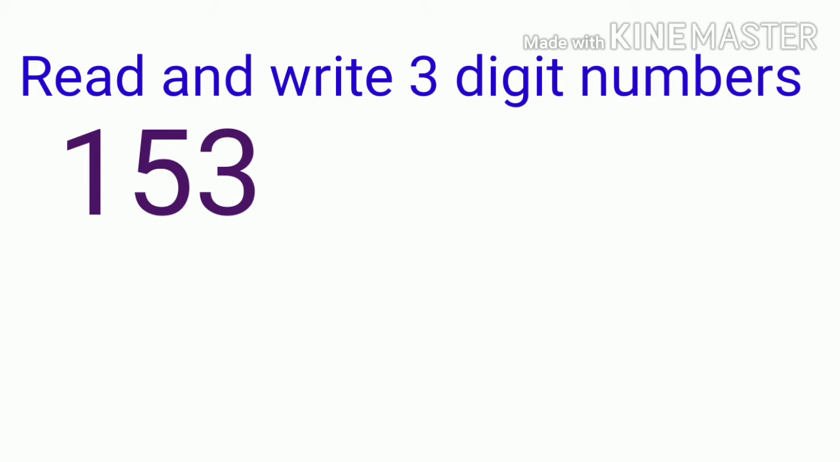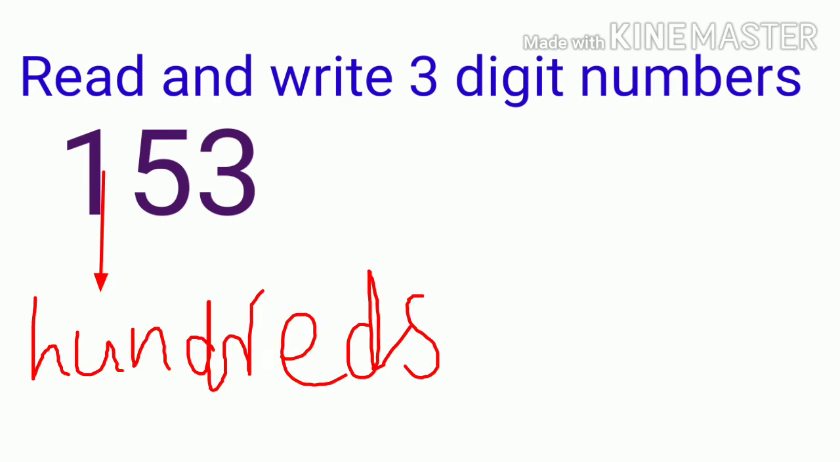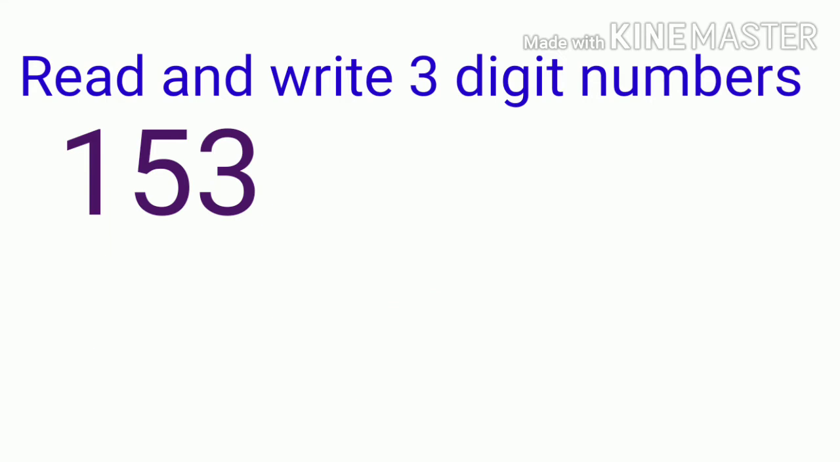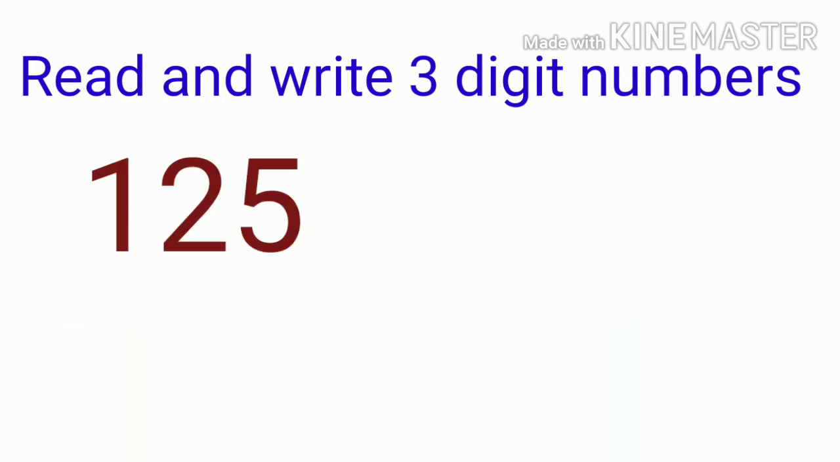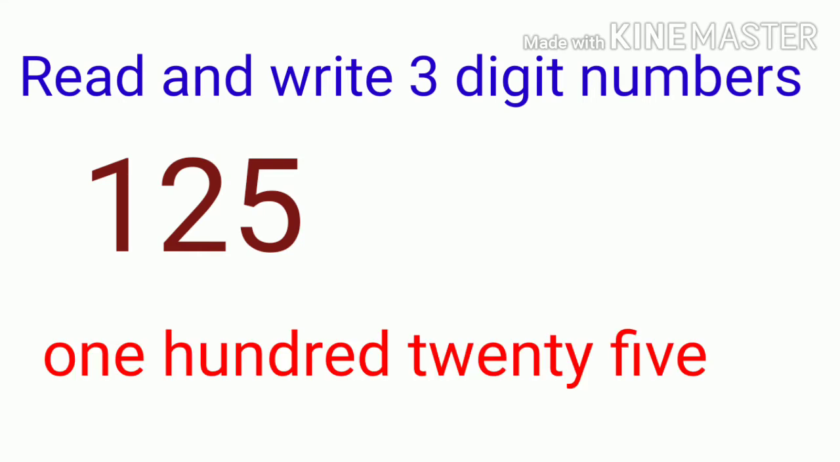Tell me children, which number comes in hundreds place? Yes, 1. And which number comes in tens place? Yes, 5. And the number 3 comes in ones place. So we can read this number as 153. Let us read one more number. See children, how can you read this number? Yes, we can read this number as 125. Is it clear children?